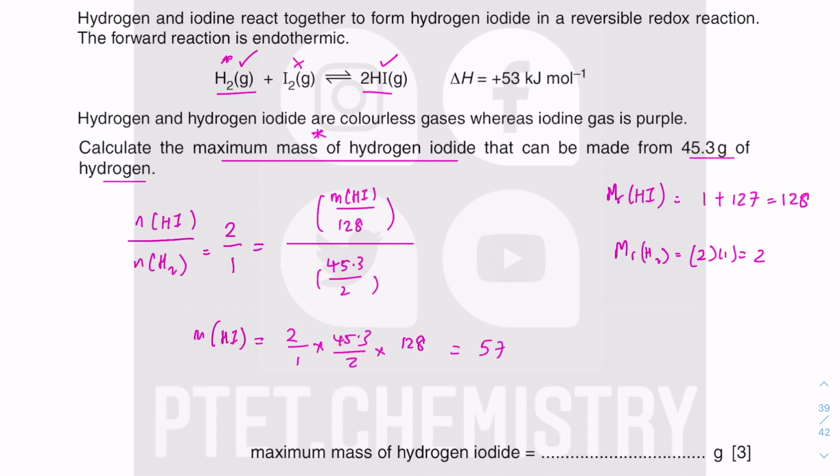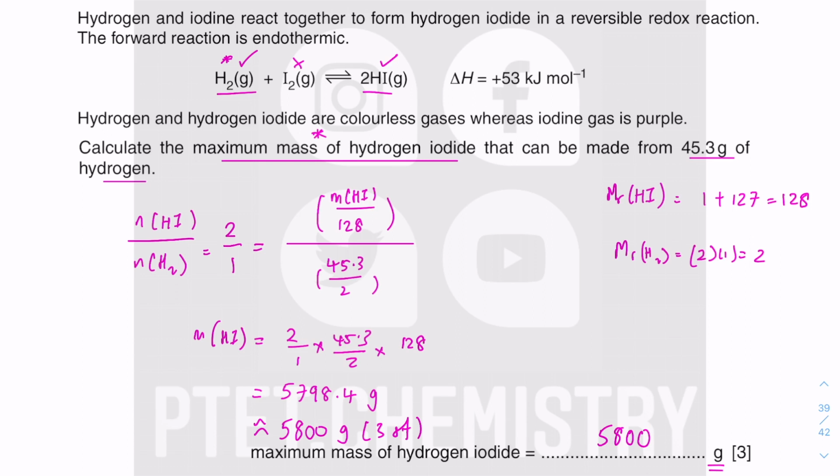You get 5798.4 gram. And this was given to 3 significant figures, so I should probably round this to 3 significant figures. 5800 gram. So you look at your first, second, third, and the fourth one is greater than 5, so round up. 5800 gram, 3 significant figures.